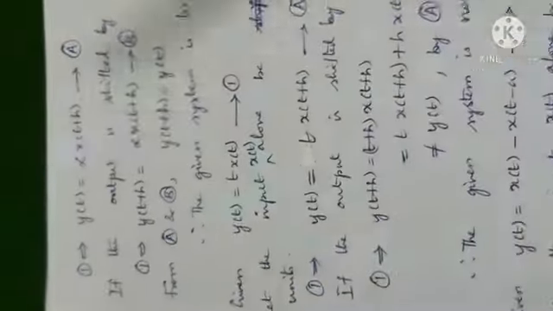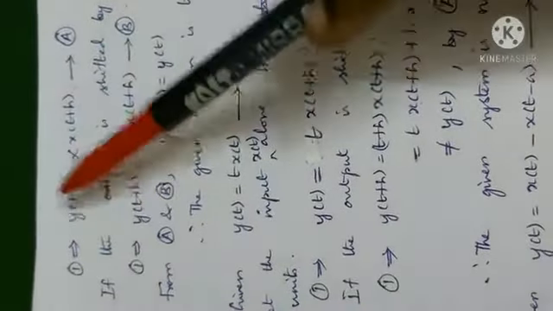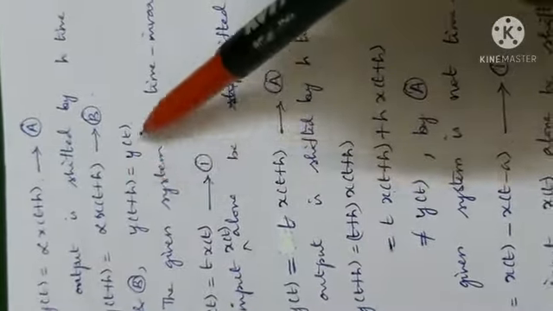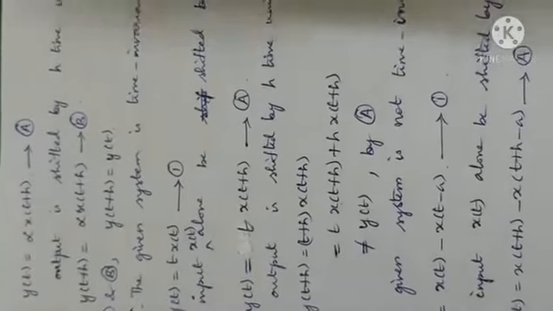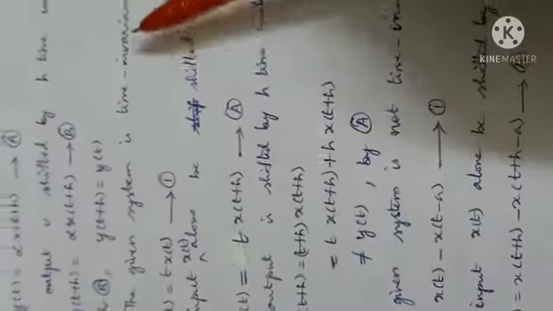Right? Now let us compare A and B. You can see y of t plus h is equal to y of t. So whether it is time t or t plus h, it is the same, equal, right? Hence we say the given system is time invariant. So it will not vary with respect to time. Whether it is y of t or y of t plus h, it is the same.